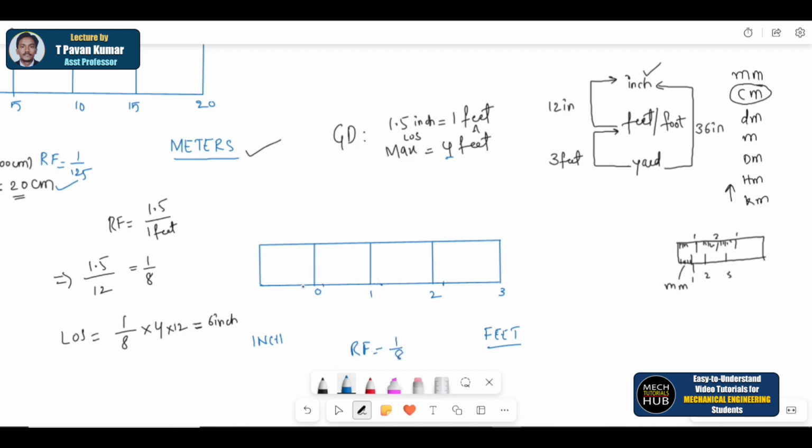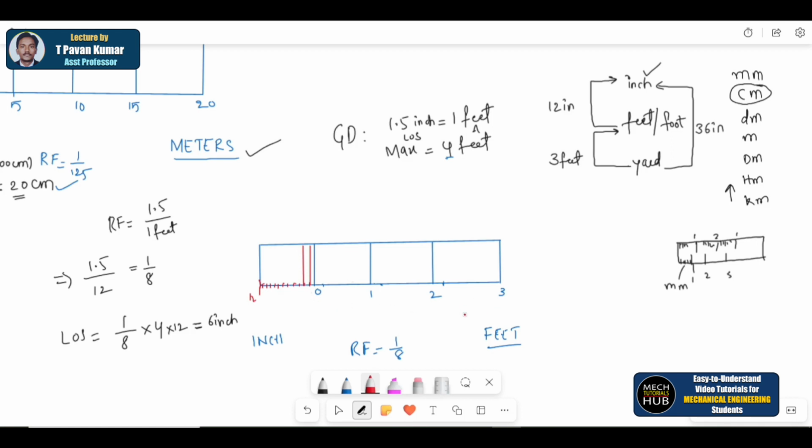But the subdivision: 1 feet is equal to 12 inches. So this subdivision has to be divided into 12 parts. 1, 2, 3, 4, 5, 6, 7, 8, 9, 10, 11 and 12th part. This is the 12th part, this vertical line. Likewise, you have to give the numbering, and for each division you have to draw a vertical. That is also important. Likewise draw all the verticals accordingly.